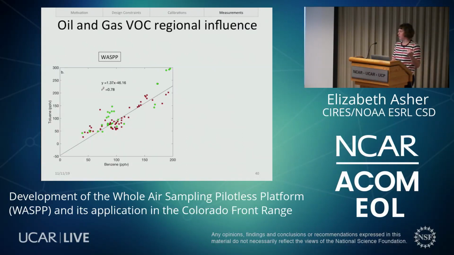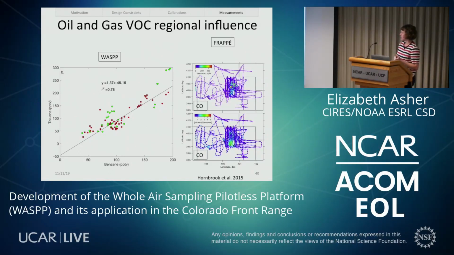They have a relatively strong correlation, and their slope, or even the ratio of both of those, is indicative basically of mixed influences of oil and gas and urban emissions. And again, that's relatively consistent. It also looks like we're measuring about the same mixing ratios of benzene as were measured during the Frappe campaign. Now that's pretty broad brush because it's hard to see where these locations would be exactly.